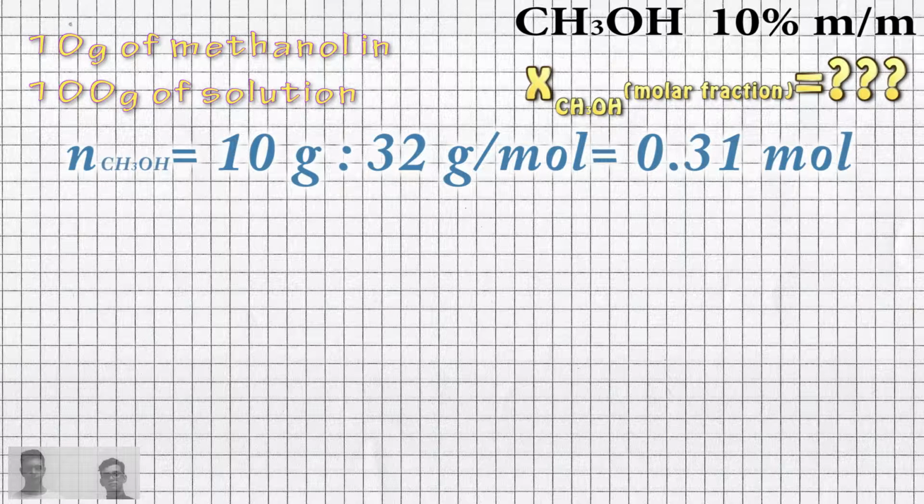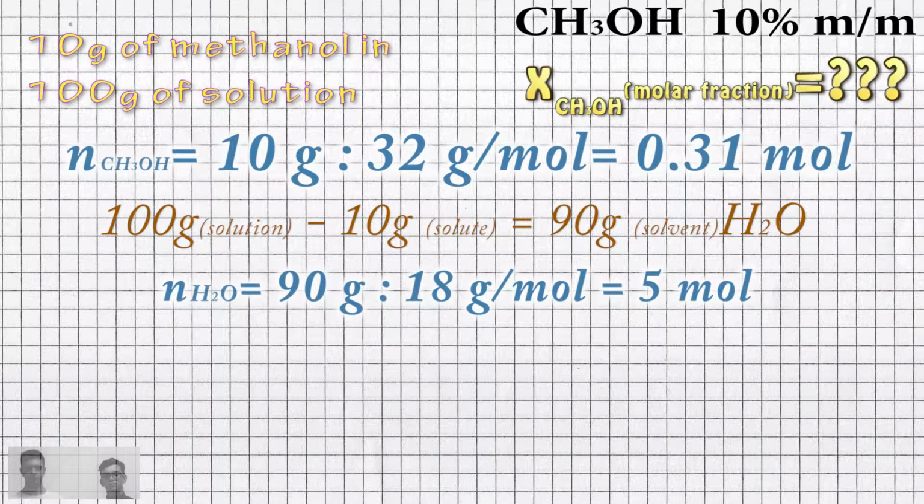0.31 moles. To calculate the number of moles of the solution, we just have to calculate the number of moles of the solvent. Knowing that in 100 grams, 10 are of solute, the remaining 90 grams are of the solvent. So we have 90 grams which correspond to 5 moles. Adding the number of moles of water and methanol, we have 5.31 moles in the solution.